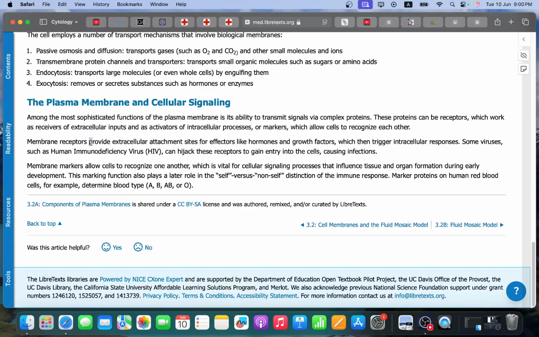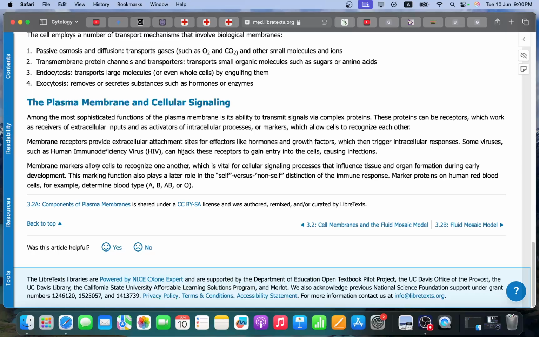Membrane receptors provide extracellular attachment sites for effectors like hormones and growth factors, which then trigger an intracellular response. Some viruses, such as human immunodeficiency virus (HIV), can hijack these receptors to gain entry into the cell and cause infection.